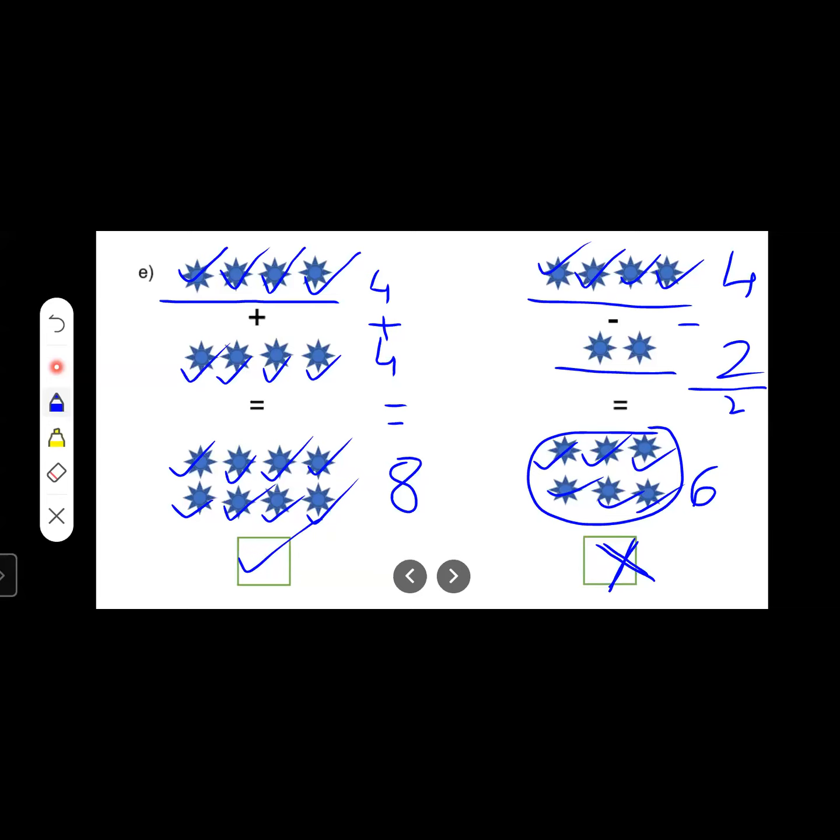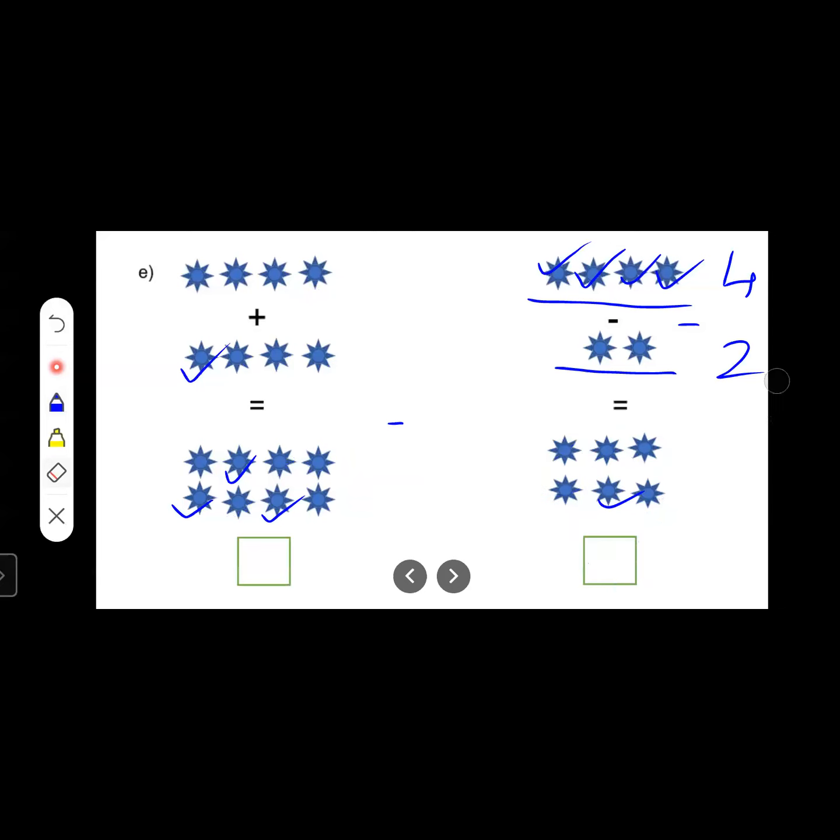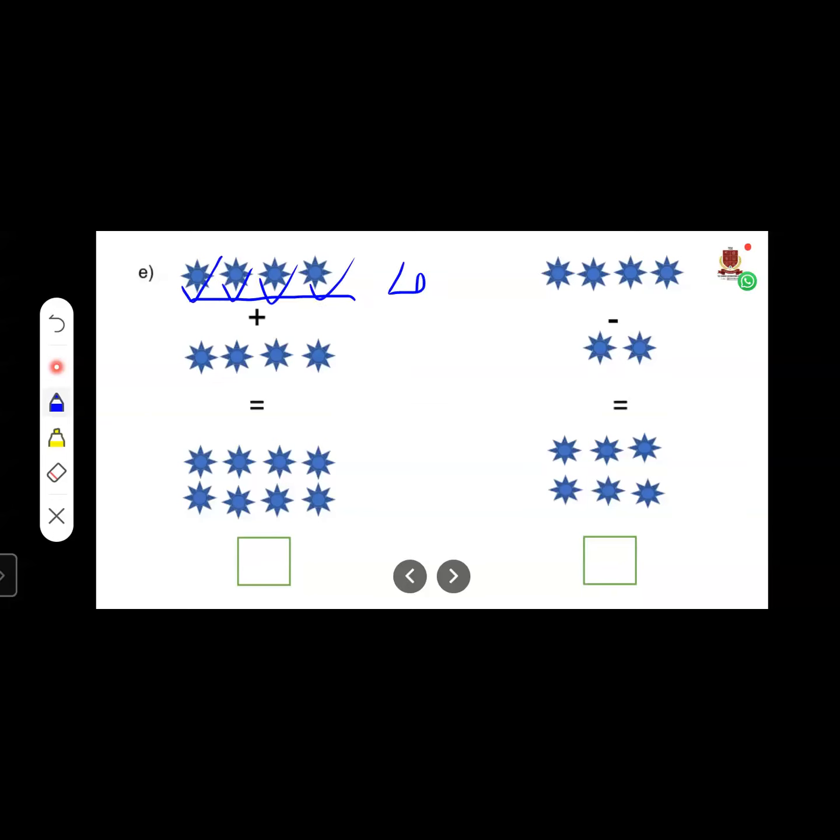Understood this sum? Let us do it again. Pay attention, everyone. So we have to find out which one is correct. This one is correct or this one is correct. So for that, we will count the stars and find out. So when you count over here, how many stars are there? 1, 2, 3, 4. 4 stars. So for your understanding, I have written here 4.